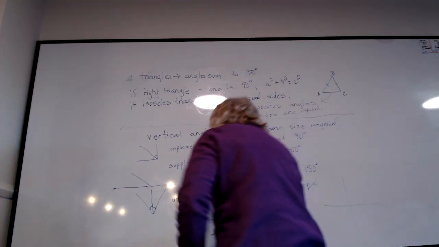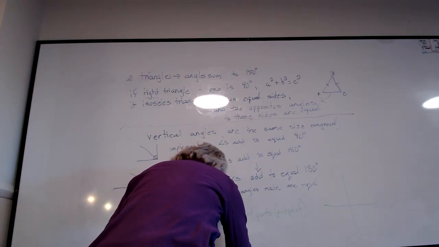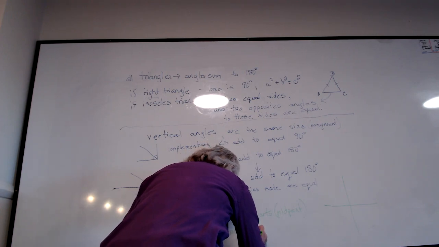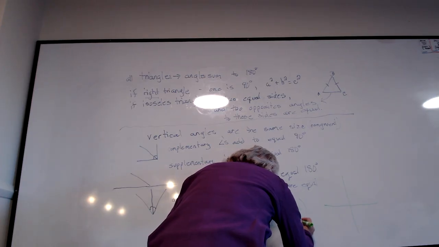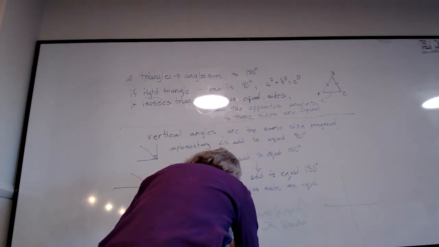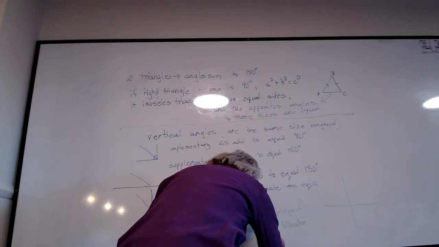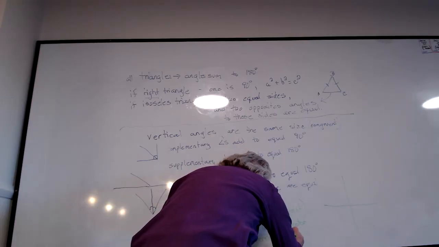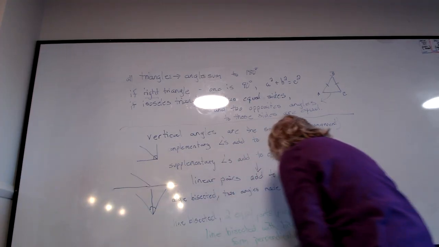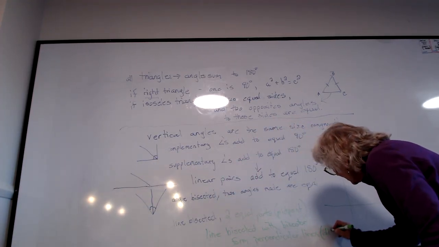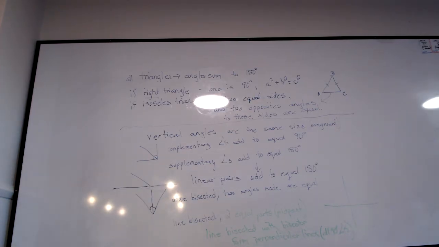So the line bisected with the bisector form perpendicular lines, which means they are all 90-degree angles, okay? So those are some of the things up to this point.